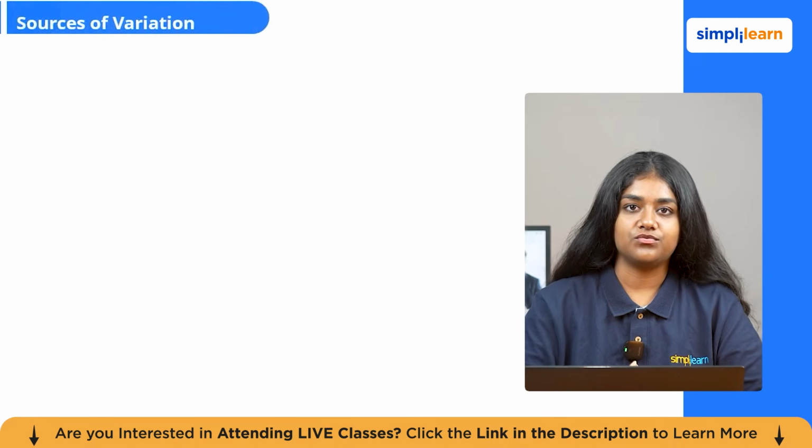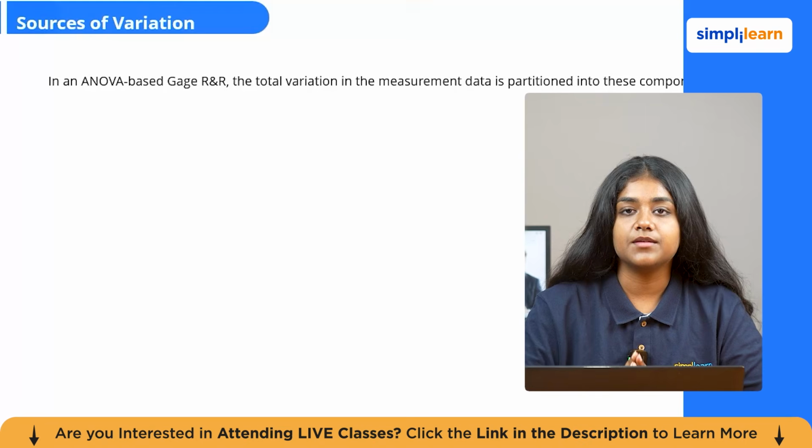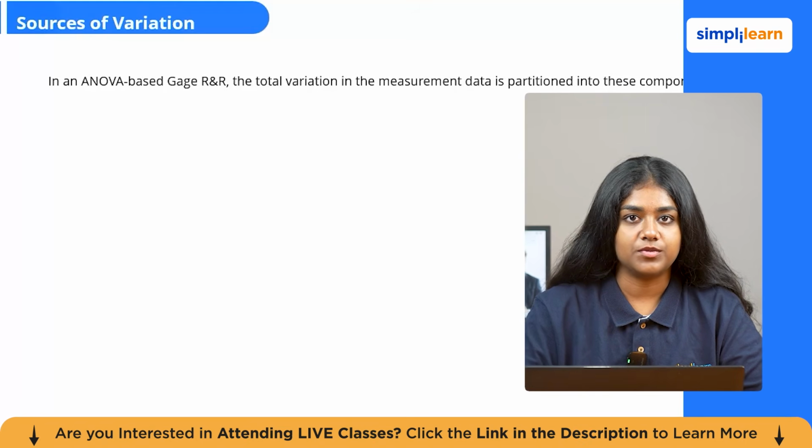So let's look into sources of variation. In an ANOVA-based Gage R&R, the total variation in the measurement data is partitioned into these components.